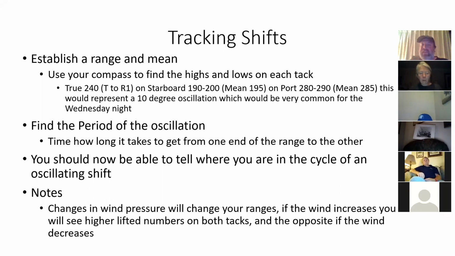So if you're seeing 200 and 195 is your mean number, and the breeze goes up 2 or 3 knots, 195 is probably going to become 198, and it might shift your whole range up a little bit. As the breeze dies, like happens to us a lot of times on a Wednesday night, your whole range will go down a little bit, and it'll actually get further apart from each other. So that's what your difference in wind pressure might do, as it will change and affect your range.